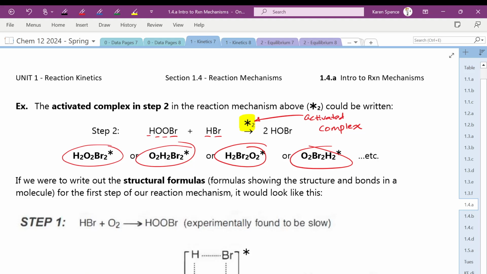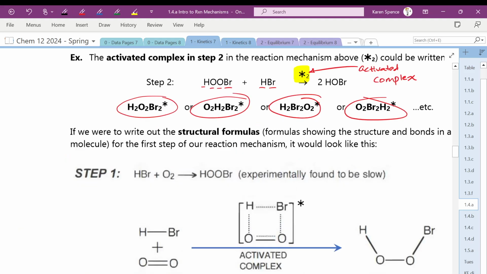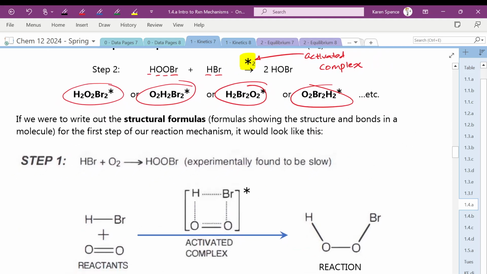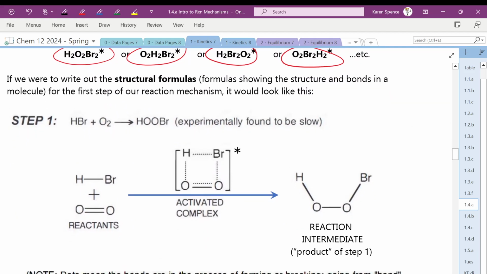Now, Hebden was ever so kind as to draw what this might look like for us. Okay, so here's step 1. We have our HBr and our O2, and bam, they hit each other, and what has happened to those bonds? The bonds have broken, and we also have new bonds that are sort of starting maybe to form but have not formed yet. Yes? So these are broken bonds.